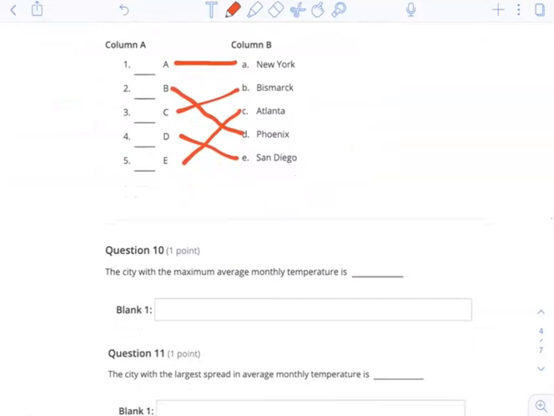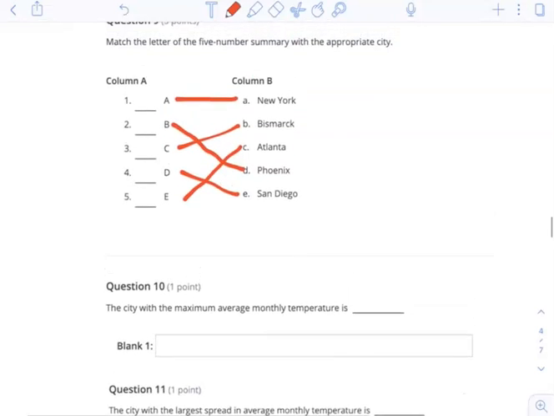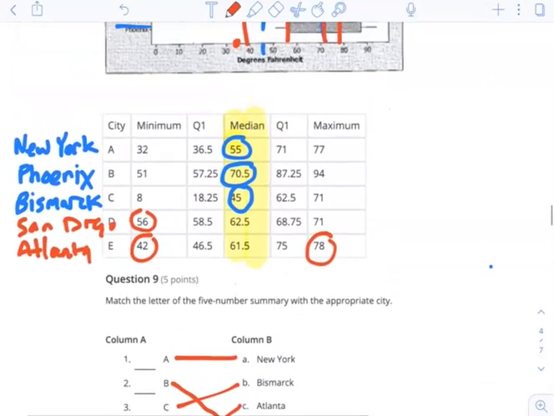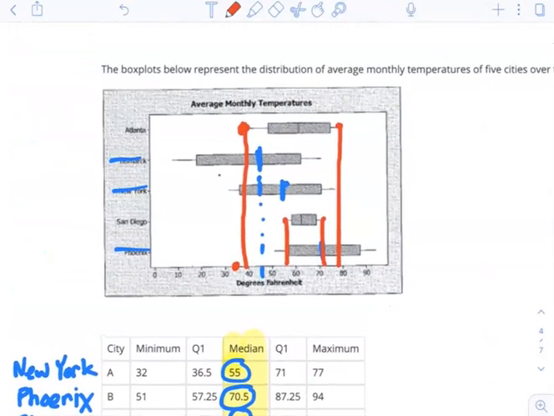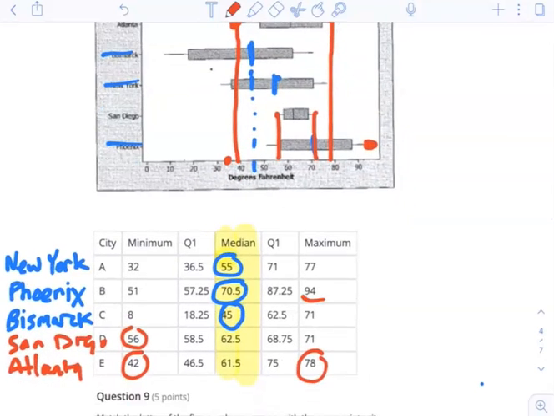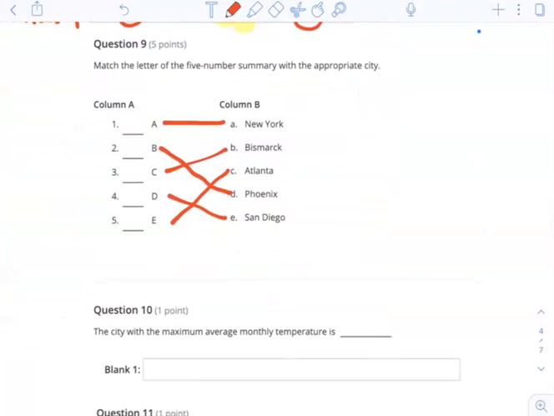The city with the maximum average monthly temperature. So that's just the city that had the biggest average monthly temperature, but these are all average monthly temperatures. So which one had the biggest maximum? So the biggest maximum is down here with Phoenix. They had a maximum of 94 right there. So Phoenix had the highest highs.